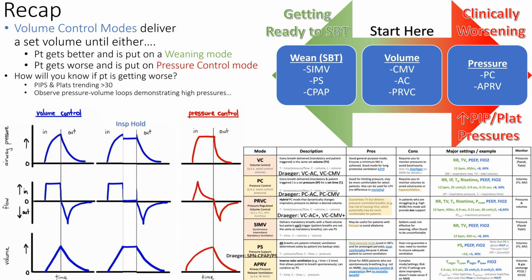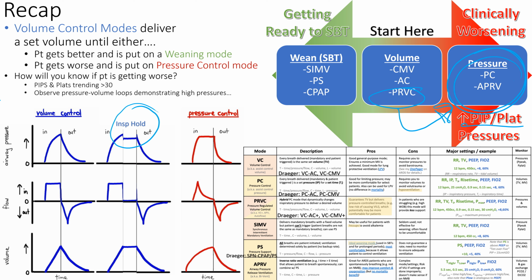All right, so recap. We've got pressure control and APRV over here, so these guys are our sick patients. PRVC is where we usually start, and we're moving over to these patients if we're getting sicker with high PIPs and plats. All right, volume control ventilation is where you set the volume.